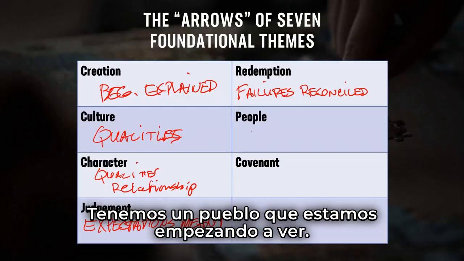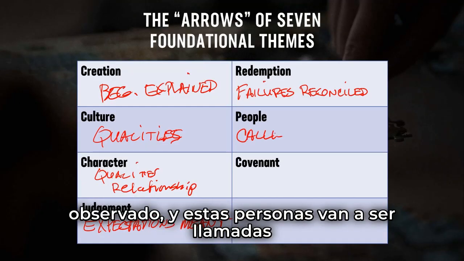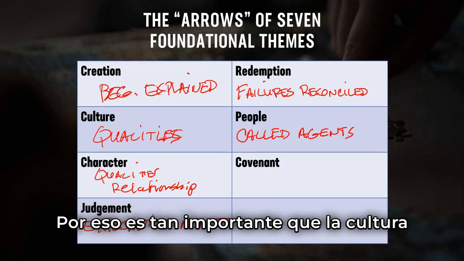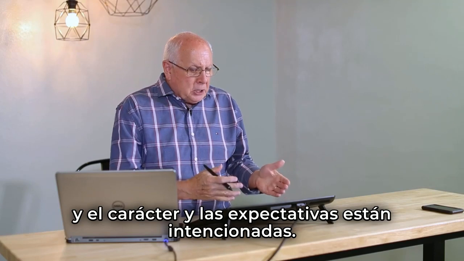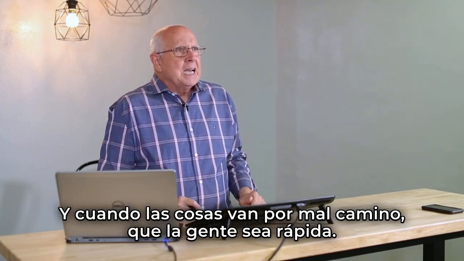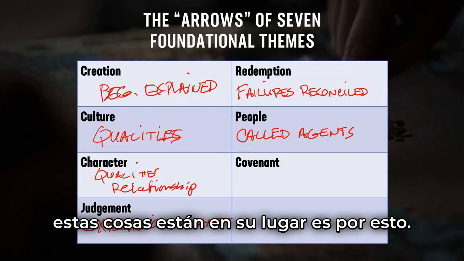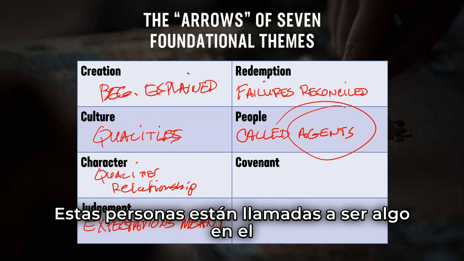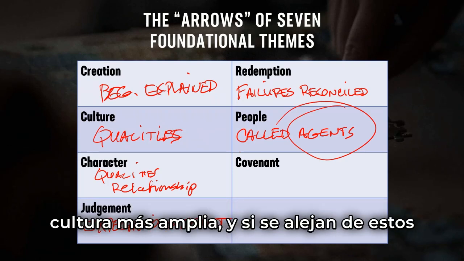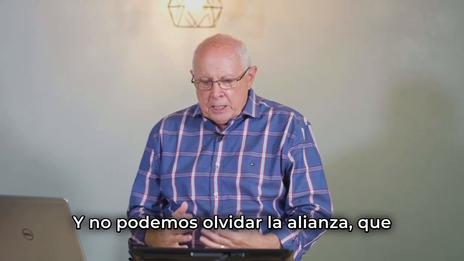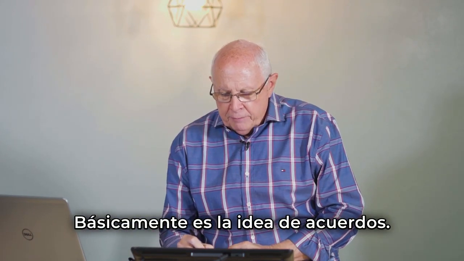We have a people that we're beginning to see watched, and these people are going to be called to be agents of God wherever they go. That's why it's so important that the culture and the character and expectations are met, and when things go astray, that people are quick to seek God's forgiveness and redemption. Why all of these things are in place is because these people are called to be something in the larger culture. And if they fall away from these things, then they will have no impact. So that's how these fit together, and we can't forget covenant, which basically is the idea of agreements.